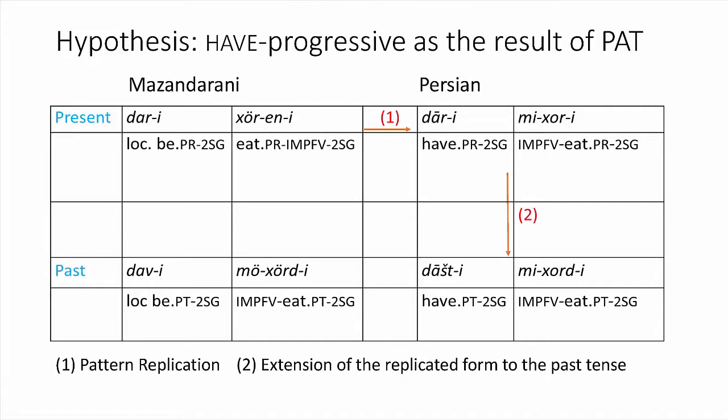So what happened then, we hypothesized, is that the monolinguals of Persian tried to extend this construction to past tense. So they made the past tense form themselves. They see that in the present stem they have the auxiliary verb to have and the main verb. So they extended to the past stem of the auxiliary verb have and the main verb.